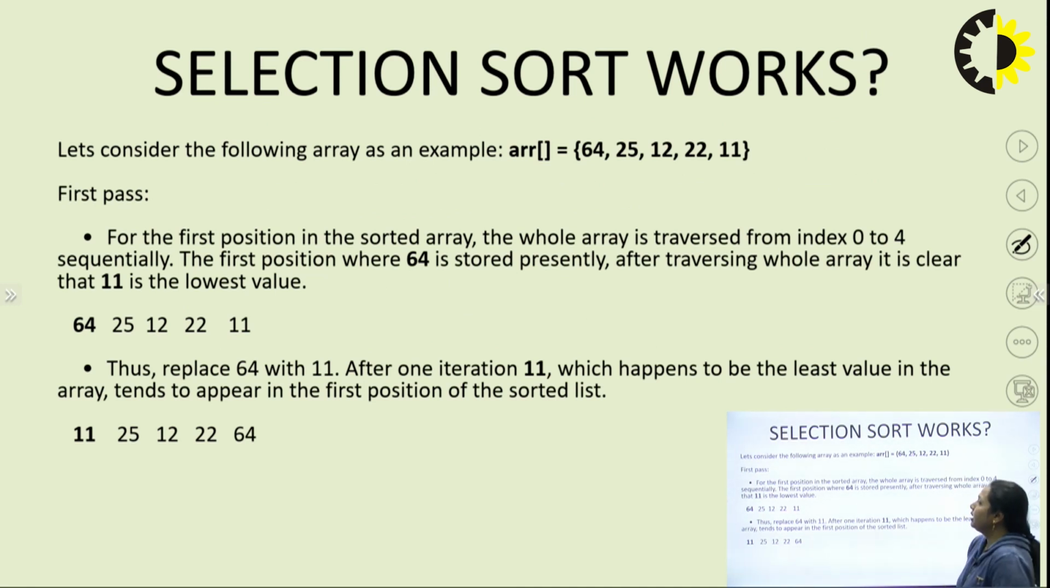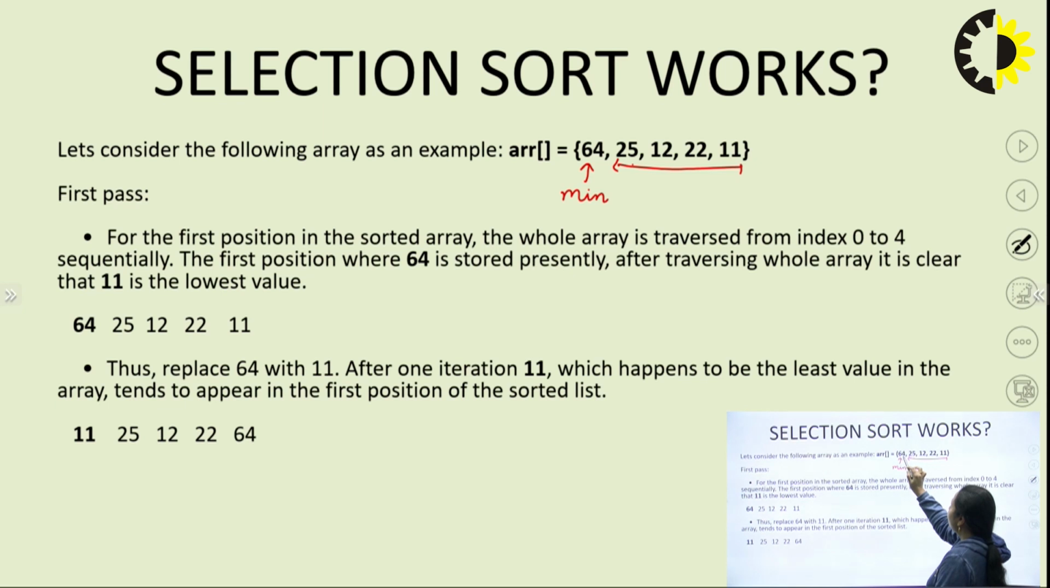So here we can see it with the help of an example. Let us assume an array having elements 64, 25, 12, 22 and 11. So what we are going to do, we are assuming that this first element, which is present at the 0th index, is the minimum element. So 64 is assumed to be the minimum element. Now we look for the smallest element within the list.